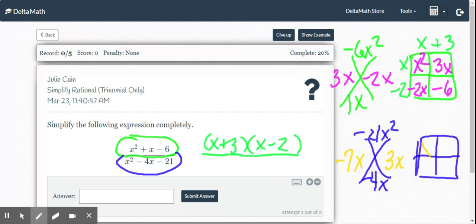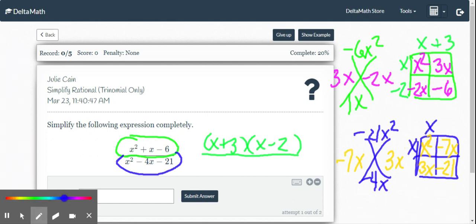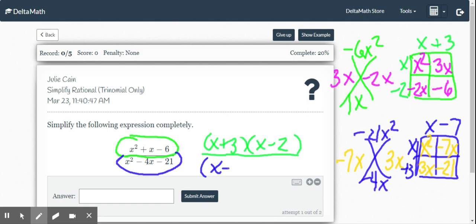So again, the first term was x squared. The last term was a minus 21. And then we came up with our middle terms being a negative 7x and a positive 3x, because that's what gives us that negative 4. And so then I'm going to factor x squared as just x times x, and I have minus 7 and plus 3. So I have x minus 7 and x plus 3.